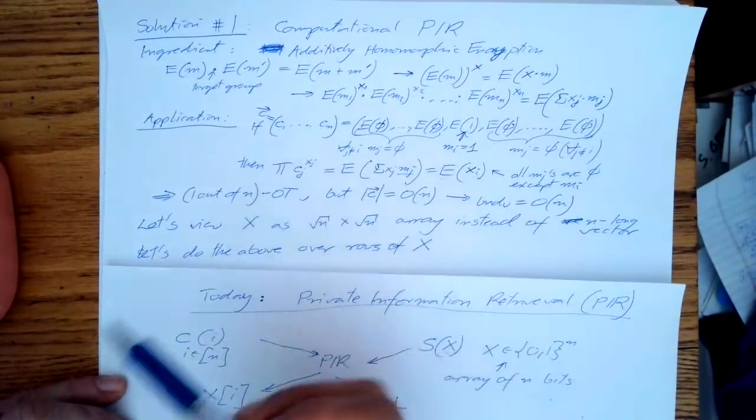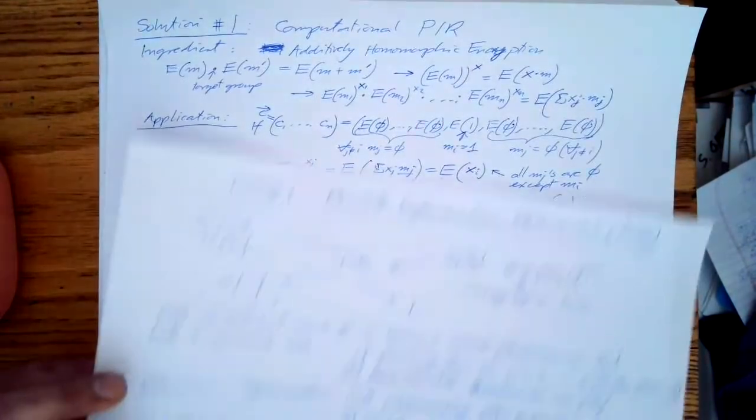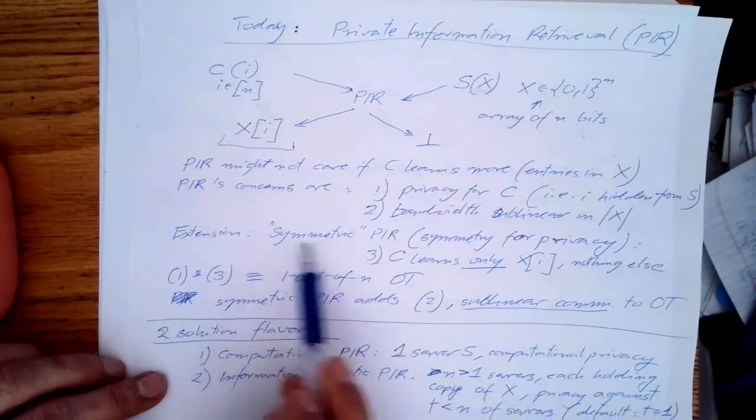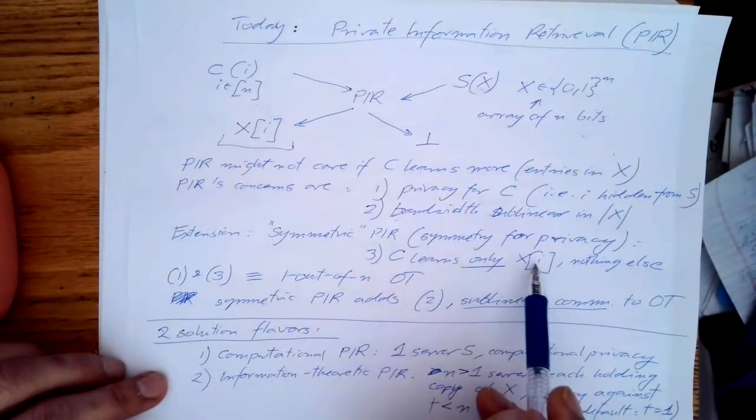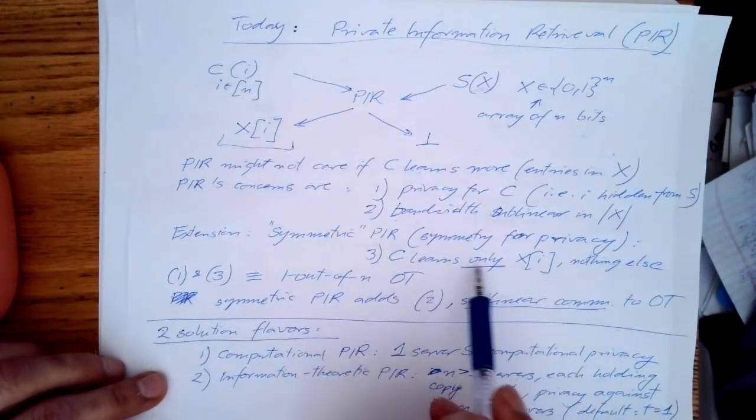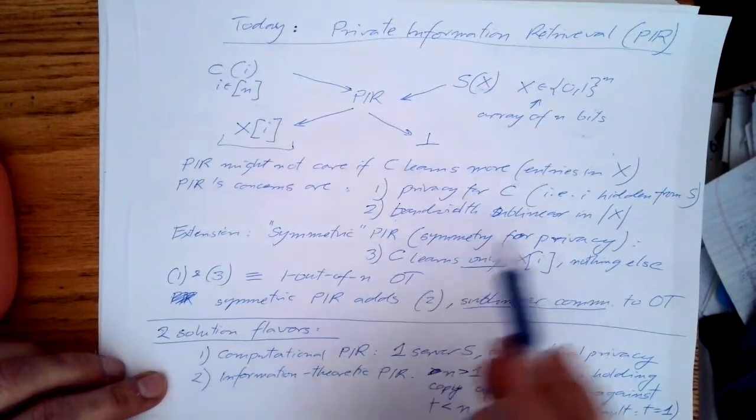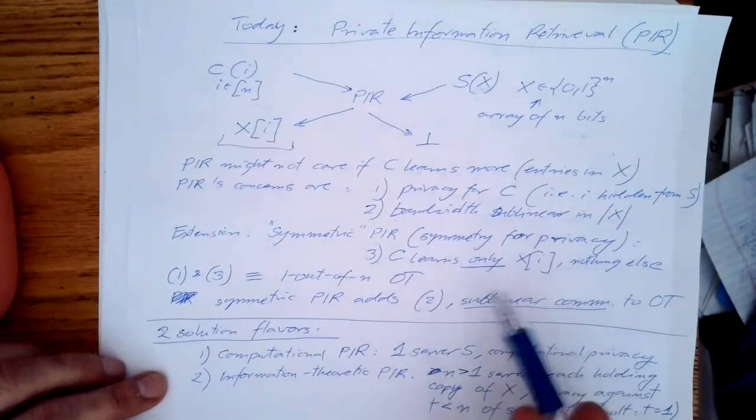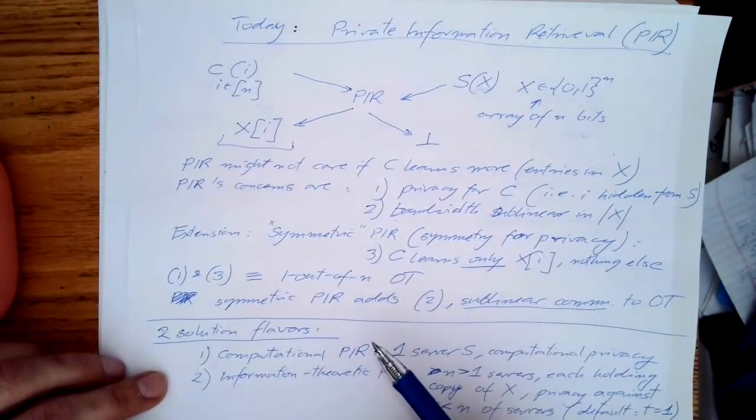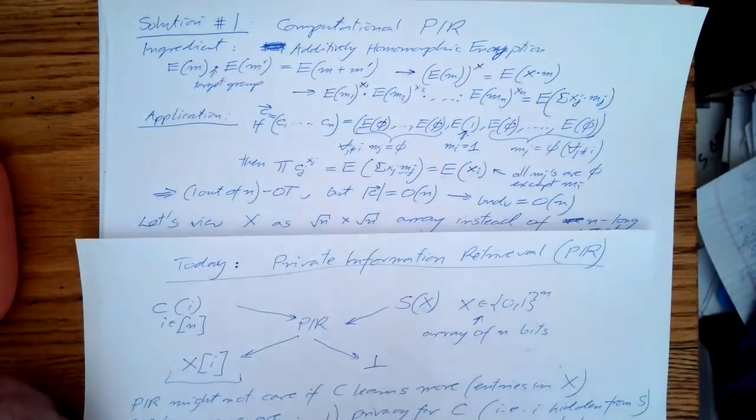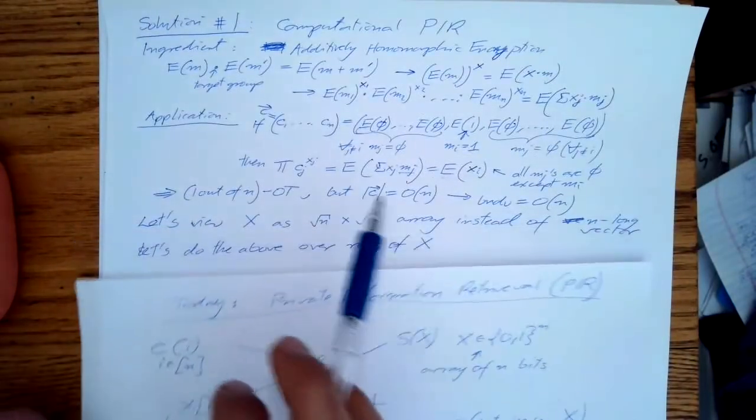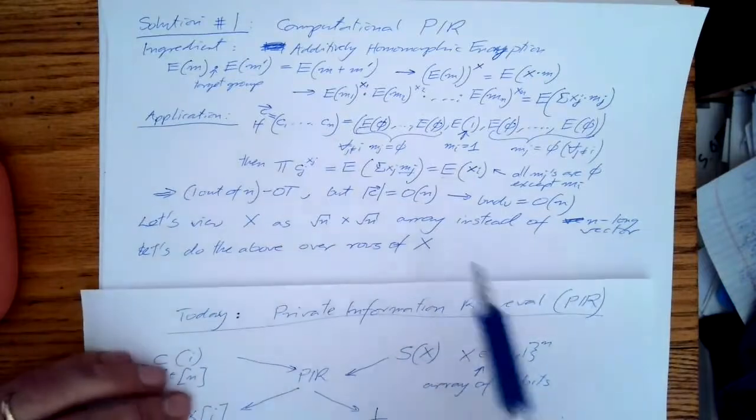And now, it's not a symmetric PIR. He doesn't learn just the single entry, he learns the whole row, so he learns square root of n entries. And what did we gain?